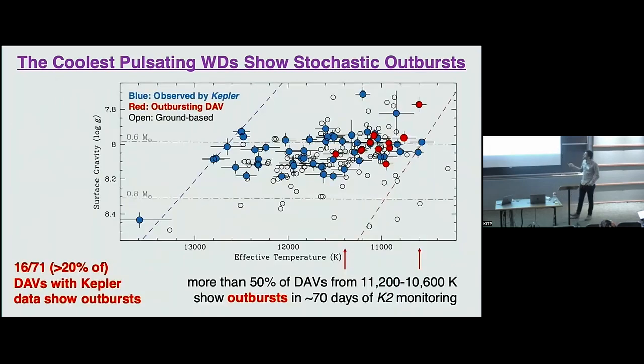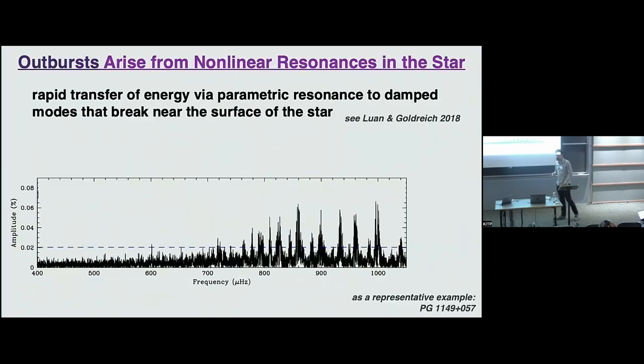But with Kepler, we were able to observe 71 pulsating white dwarfs in the DA instability strip to really good limits, really high signal to noise, and about 20% of them showed these outbursts. And if you only focus on the temperatures in the instability strip, if you go to the coolest pulsating white dwarfs, more than half of them show these outbursts. So it's a feature that's happening as white dwarfs cool. This is what will happen for our sun, most likely, in 8 billion years or something. It'll go through these pulsations, and then it'll go through these outburst events.